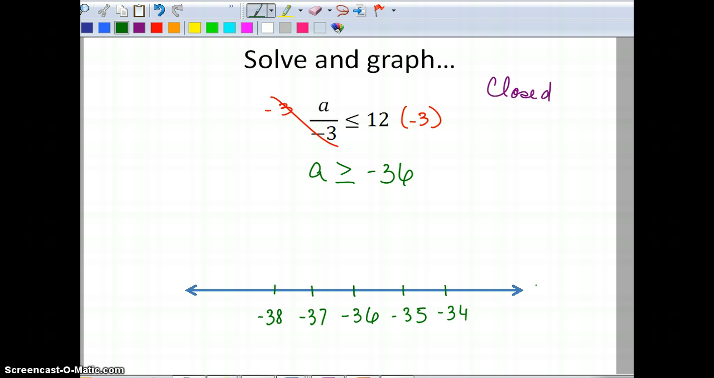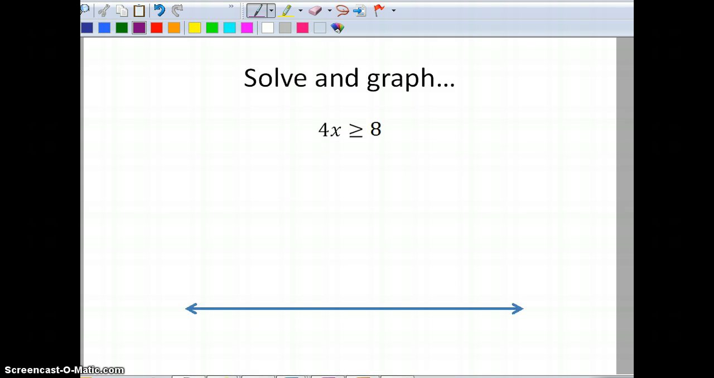Okay, now it's time to graph this one. I know I've got a closed circle. My important point is -36. So at -36, I have a closed circle. a is greater than or equal to, I want the numbers to be larger, so I am going to shade to the right, and that's it.